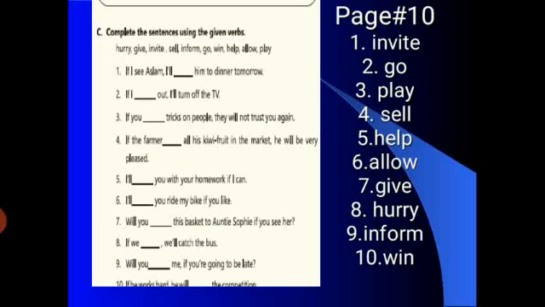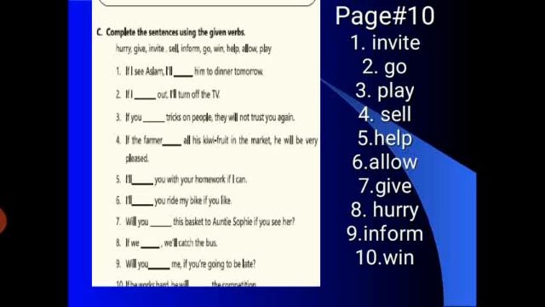Example number 4, if the farmer dash all his kiwi fruit in the market, he will be very pleased. So in the fourth example, we are going to write the verb which is sell. If the farmer sells all his kiwi fruit, we are going to insert S with it. If the farmer sells all his kiwi fruit in the market, he will be very pleased.